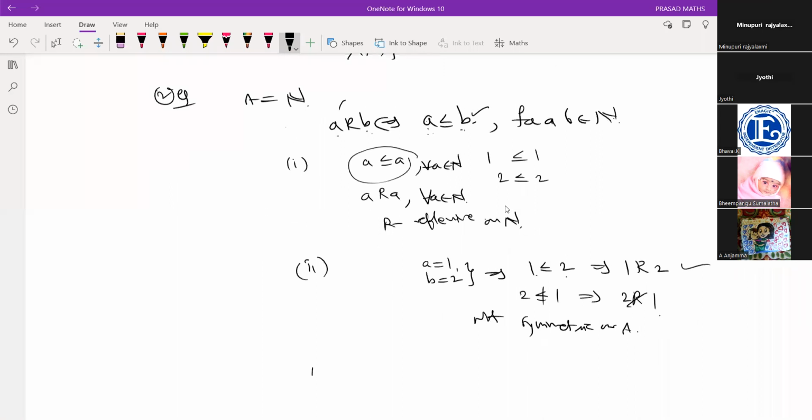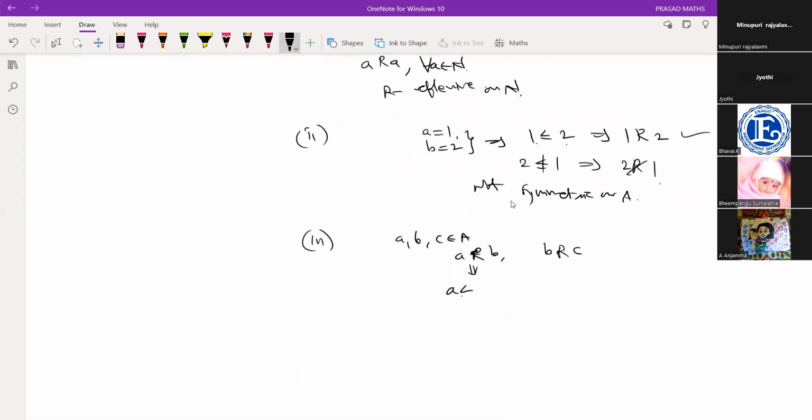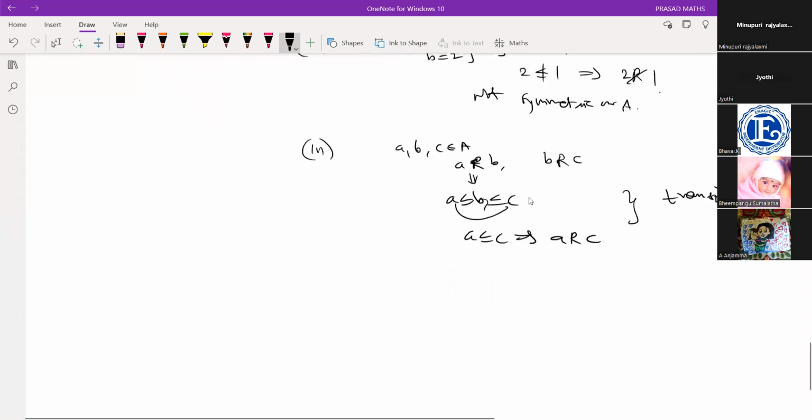Question: is it transitive? Yes, sir. Take 3 elements. If A is related to B and B is related to C, A is related to B means A is less than or equal to B. B related to C means B is less than or equal to C. Therefore A must be less than or equal to C. Therefore A must be related to C. Right? So it is transitive.